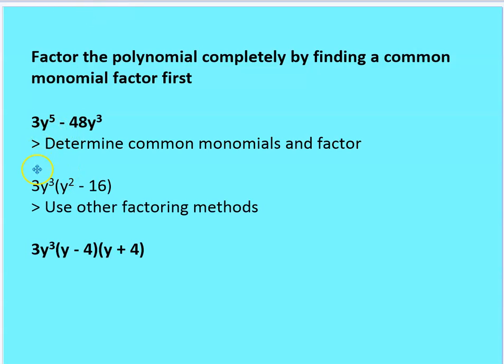Okay, so I have common monomials in 3 and y cubed. So I'm going to distribute those out. I get 3y cubed times y squared minus 16. Y squared minus 16 is the difference of two squares. So this becomes 3y cubed times y minus 4 times y plus 4. So you can pause if you want to write this down. I'm going to move on to your next set of classwork.